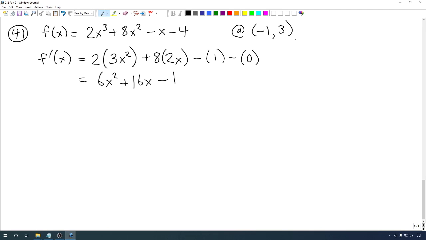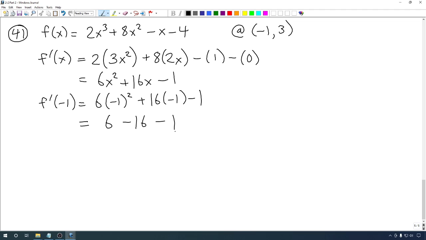At the point negative 1, 3, we're saying that x is equal to negative 1, so we're really going to plug negative 1 into our derivative. Basically, we're plugging in negative 1 for all the x's. So 6 times negative 1 squared plus 16 times negative 1 minus 1. It's a positive 6 because the negative 1 squared is a positive 1. Then we have a minus 16 and a minus 1. And that all comes out to be a negative 11.